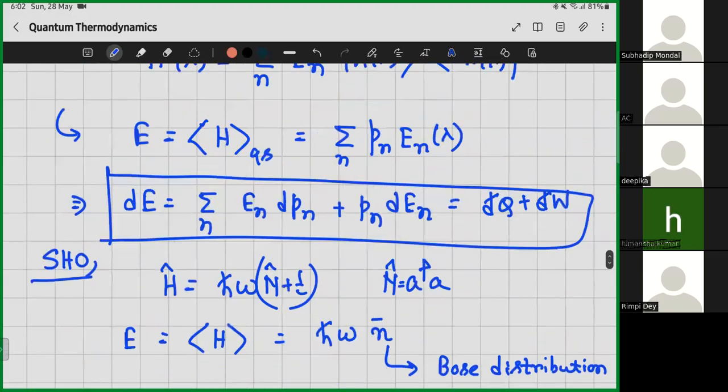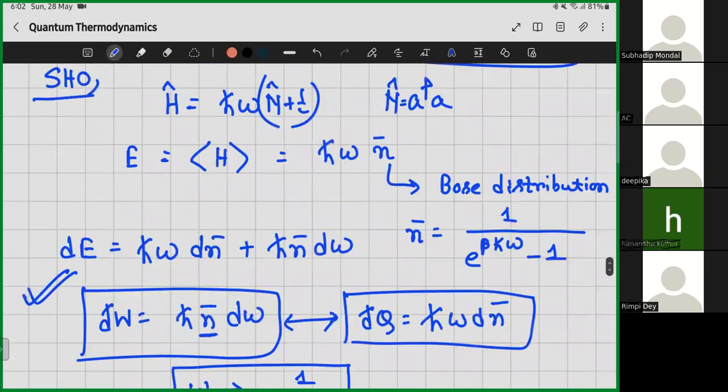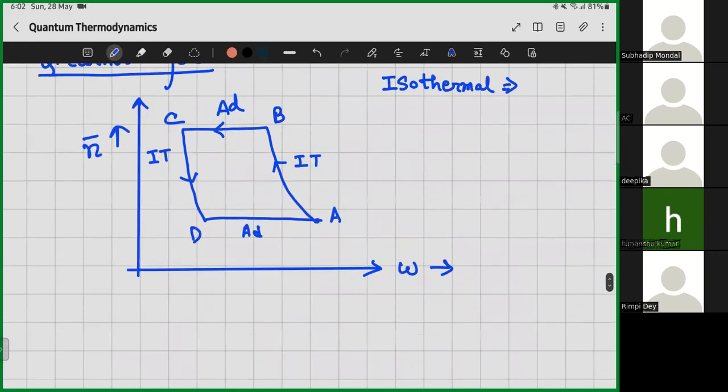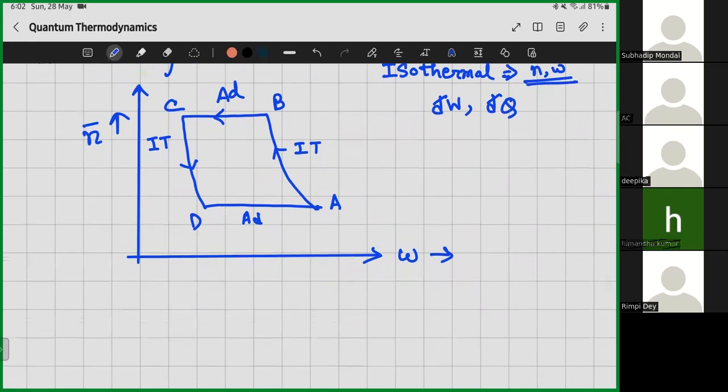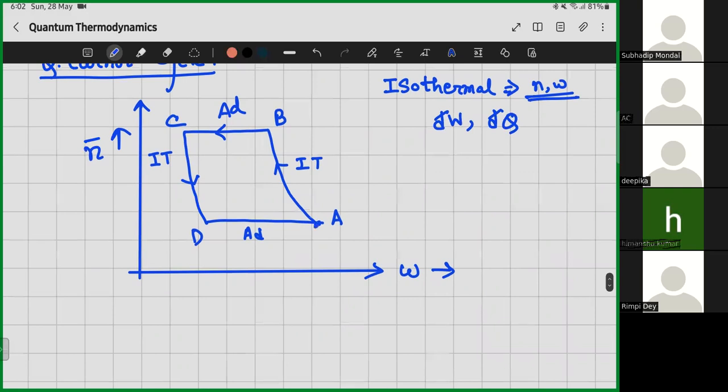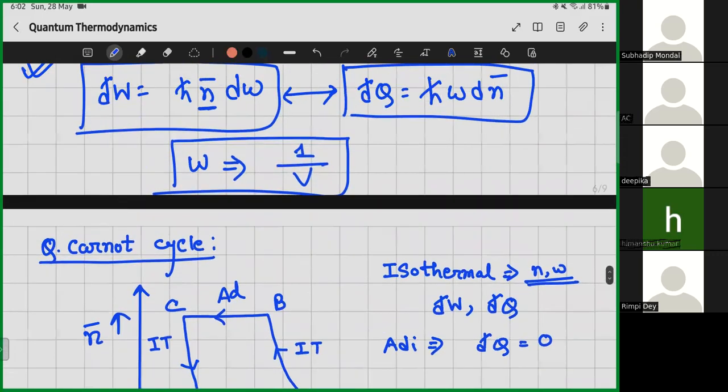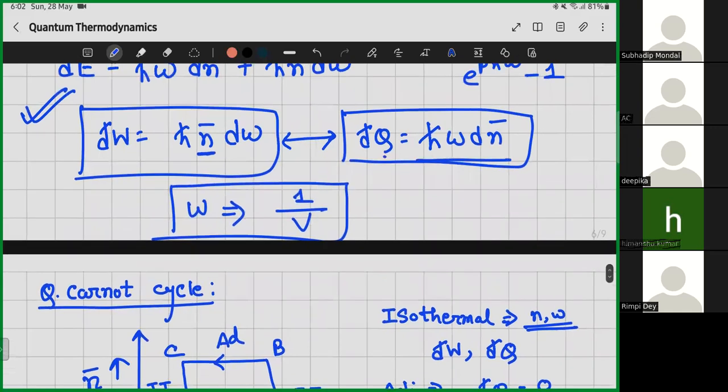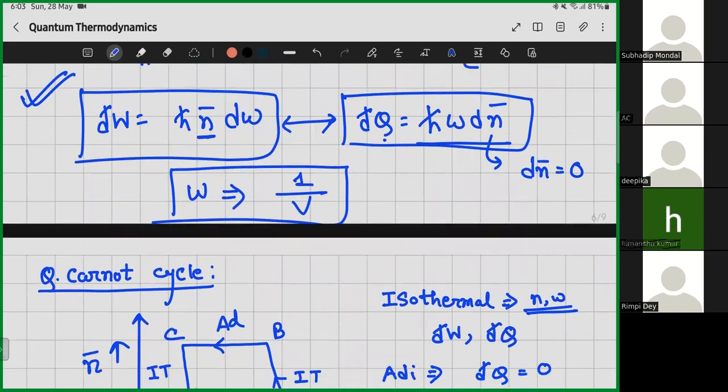Now for the isothermal process, we have previously discussed the forms. Here A to B is the isothermal process. In the isothermal process both n bar and omega are varying, because dQ and dW are both non-zero, so both will change during the isothermal process. But in the case of the adiabatic process, dQ is 0. From the form of dQ, if dQ is 0, then dn should be 0. This is a state function.